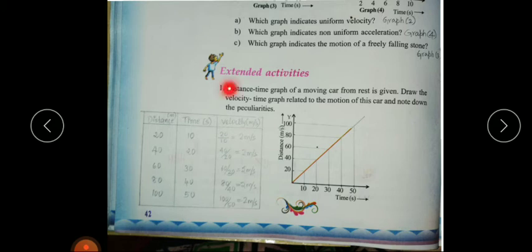One more question. The distance time graph of a moving car from rest is given below. Draw the velocity time graph related to the motion of this car and note down the peculiarities. Based on the distance time graph, we have to draw the velocity time graph. How can we draw the velocity time graph? For that we need velocity.